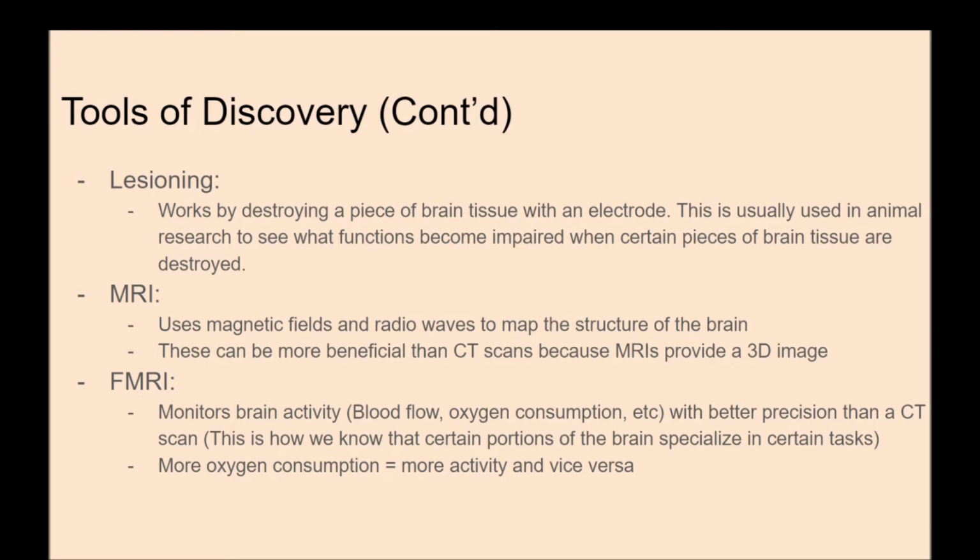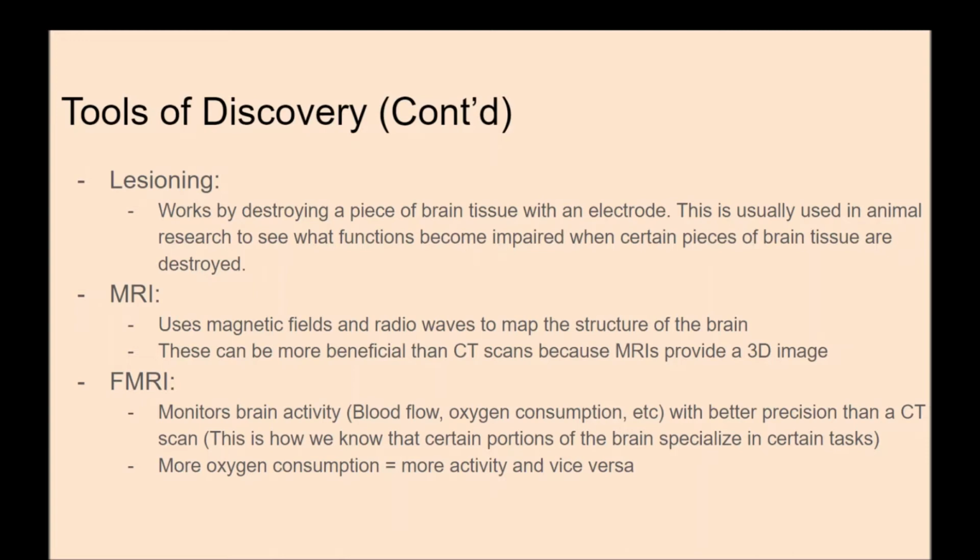We also have lesioning, which works by destroying a piece of brain tissue with an electrode. This is usually used in animal research to see what functions become impaired when certain pieces of brain tissue are destroyed. Then there's the MRI, which uses magnetic fields and radio waves to map the structure of the brain, and these can be more beneficial than CT scans because MRIs provide a 3D image.